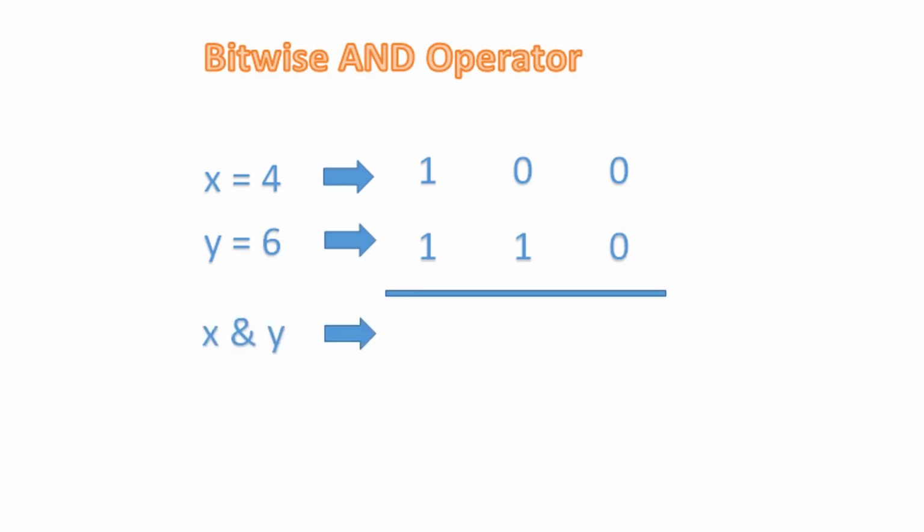Now I am performing AND operation bit by bit. Output of 0 and 0 is equal to 0. Output of 0 and 1 is equal to 0. Output of 1 and 1 is equal to 1. So the output is 100, which is equal to 4.